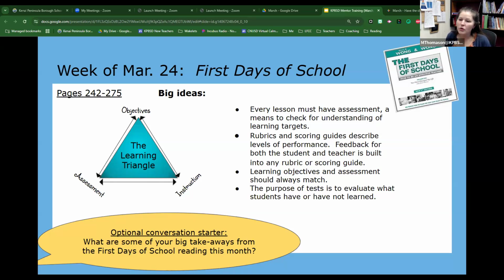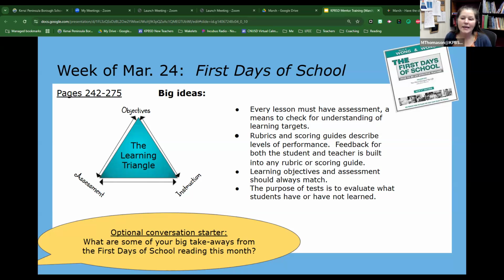Know that there are so many rubrics out there on the internet. No teacher need create one from scratch. You can most definitely find something to start with and then modify from there. Remind your mentee about the KPPSD writing rubrics that can be found in the curriculum tab.